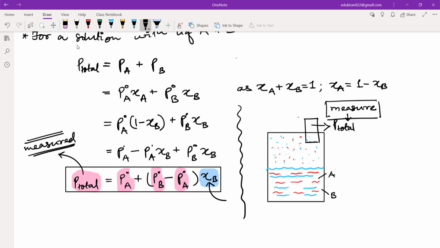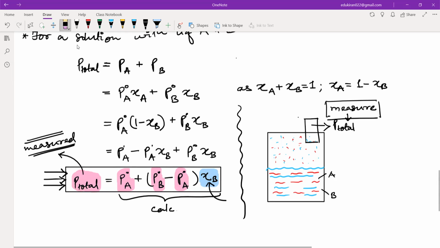Now, have all of you understood the importance and how to look at this particular formula, yes or no? Please tell me. Yes, sir. Right? So this part, P total, is measured, and this part is calculated. Okay? And I will use this same statement tomorrow. So this portion is calculated.